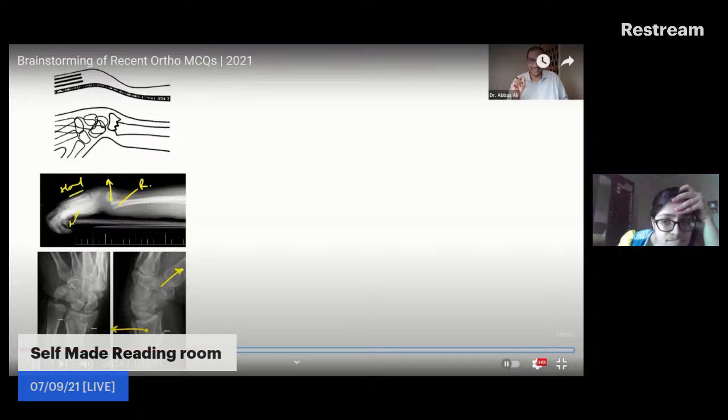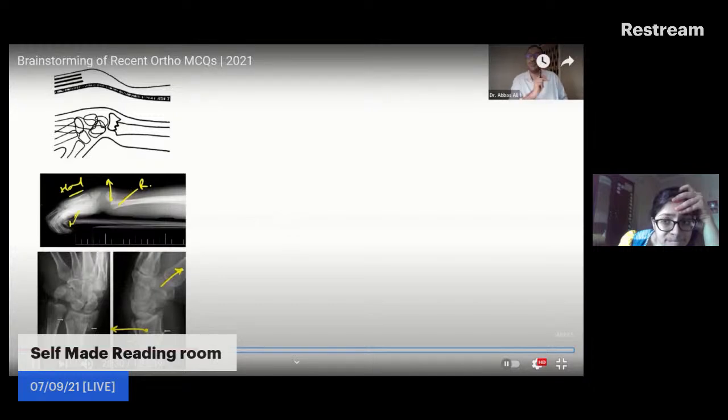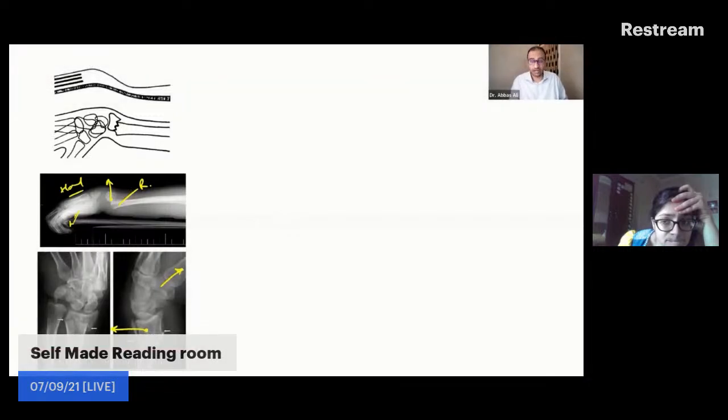Right. Someone asked me what is the most common fracture following a fall on an outstretched hand in a child. Okay, supracondylar humerus fracture. Excellent. Yes, supracondylar humerus fracture. Okay, all of you know this stuff. Okay, look at this question.